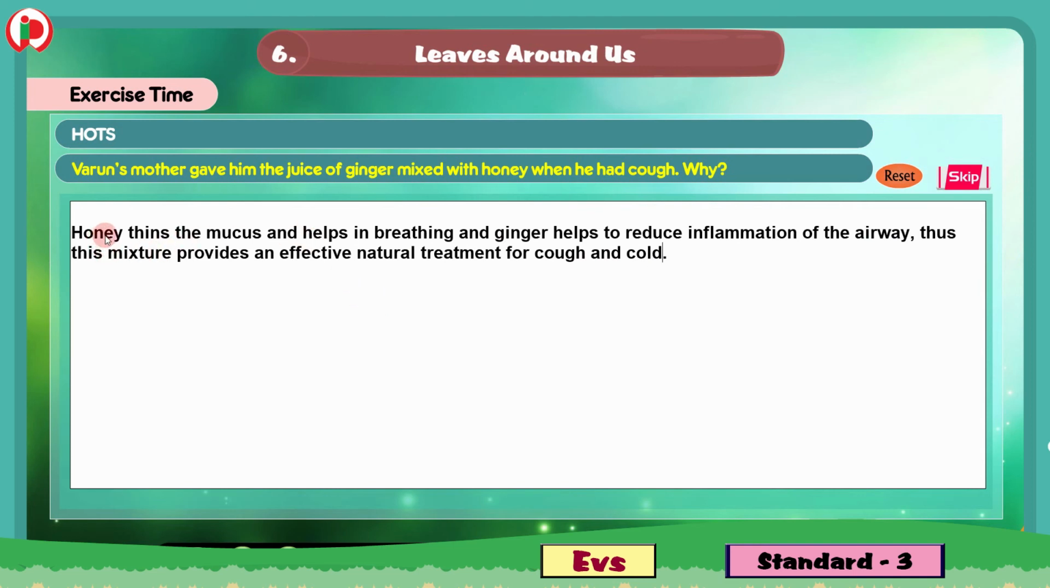So, when we have cough and cold, we have trouble breathing because the airway is inflamed. So, honey thins the mucus and helps in breathing, and ginger helps to reduce the inflammation of the airway. So, honey mixed with ginger is an effective natural treatment for cold and cough. That's why Varun's mother gave him this mixture. And now we will move to the next section.